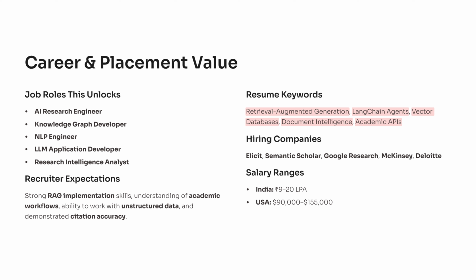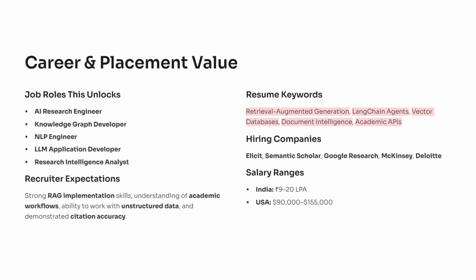The career impact of mastering a research automation agent is massive because this field touches some of the fastest-growing roles in AI. Companies are actively looking for engineers who understand RAG systems, academic data workflows, and structured reasoning, making this project relevant for positions like AI research engineer, knowledge graph developer, NLP engineer, LLM application developer, and research intelligence analyst. Recruiters evaluate whether you can handle unstructured data, build retrieval pipelines, design reasoning loops, and maintain citation accuracy, and this project demonstrates all of those skills in one place.